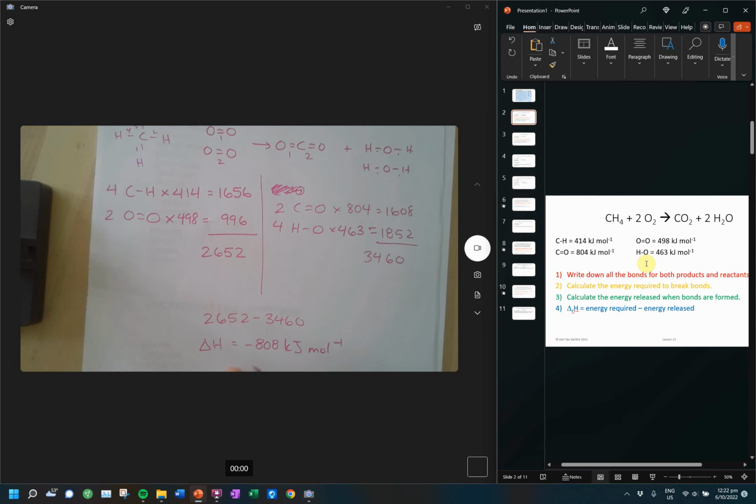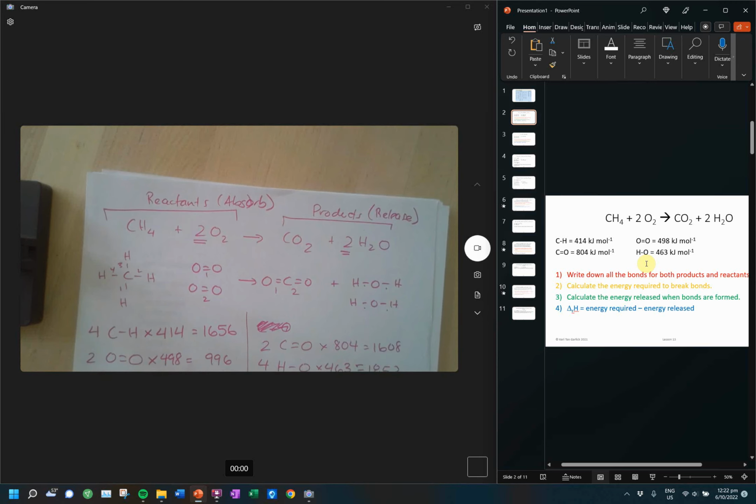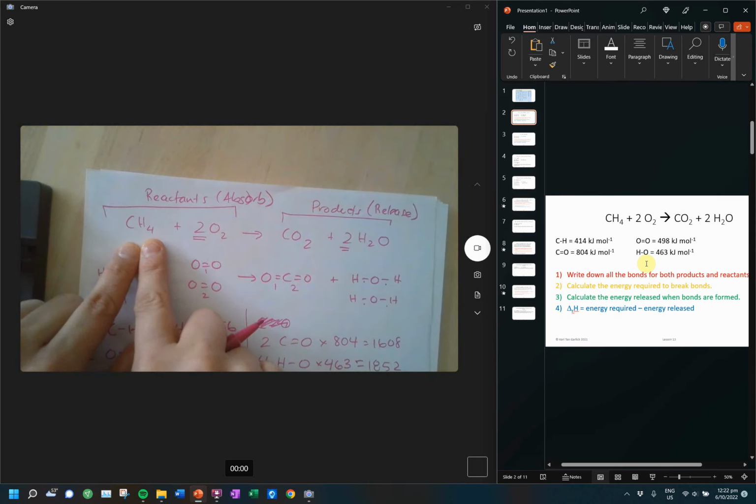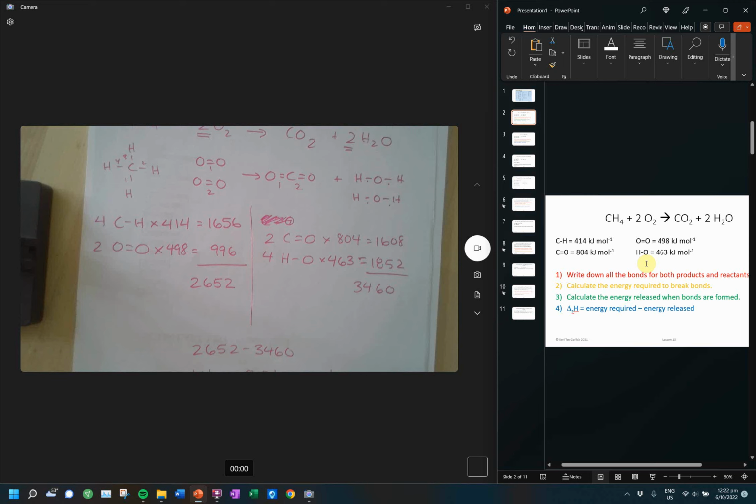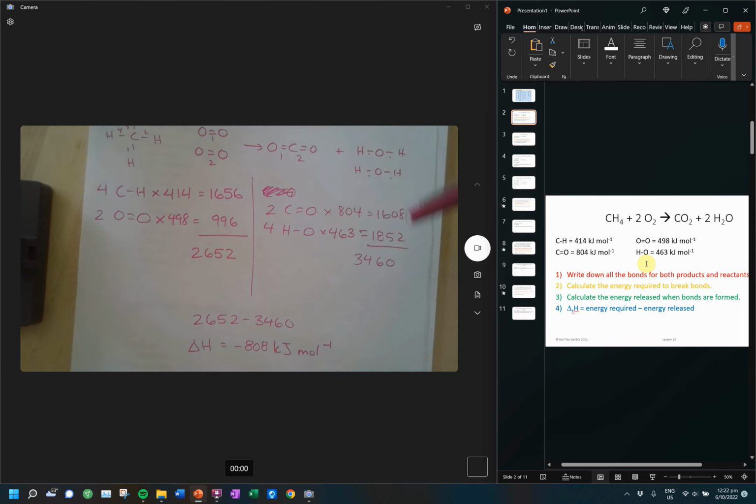The other thing I should point out is that you see how this is a negative number. That tells me that's an exothermic reaction. No surprise that that's releasing heat energy because we are combusting methane, and if we're burning methane, you would feel the heat coming off from that reaction. So that is your first example.